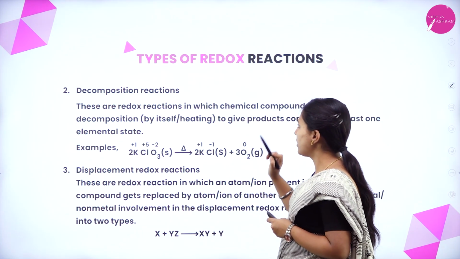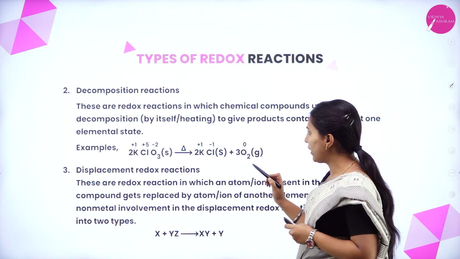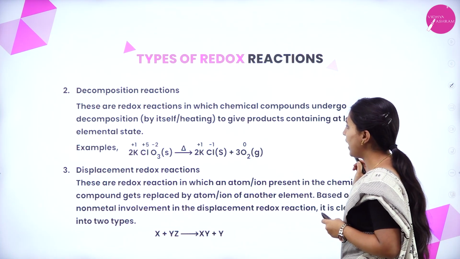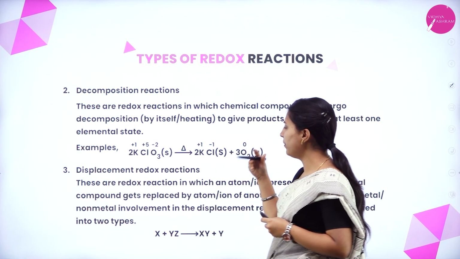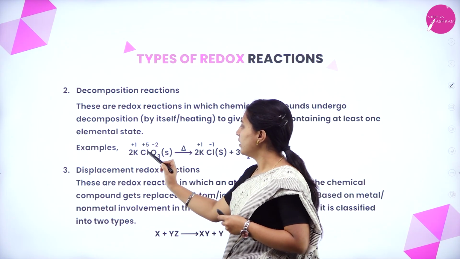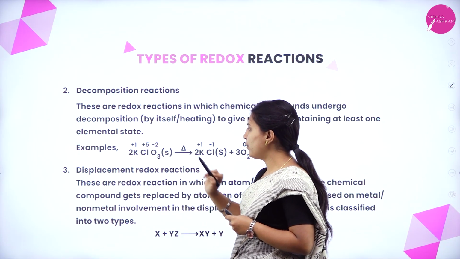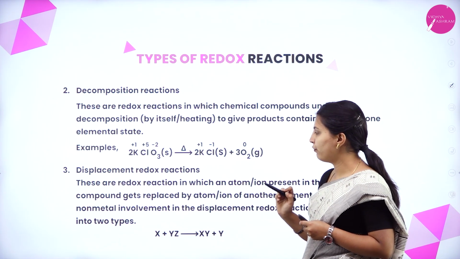These are redox reactions in which chemical compounds undergo decomposition by itself or on heating to give products containing at least one elemental state. One reactant has to decompose into two or more products. Here, KClO3, having individual oxidation numbers, will form KCl plus 3O2.